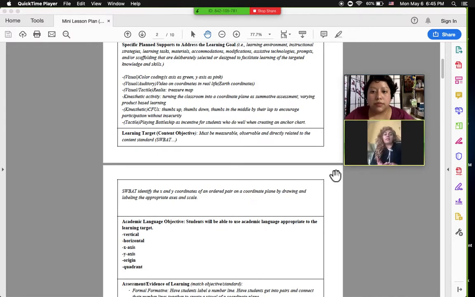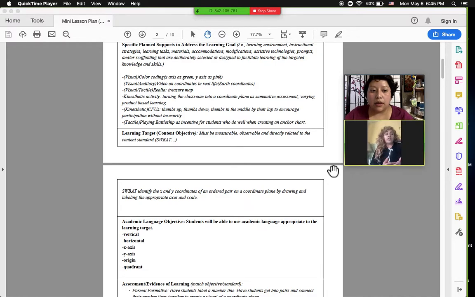Because if I ask them which one's the x axis, they'll be like, oh, it's the green one because it's my favorite color. So then on the side of the paper where the coordinate plane is, they can just highlight a green color and then point out that the green is the y-axis and the pink is the x-axis.